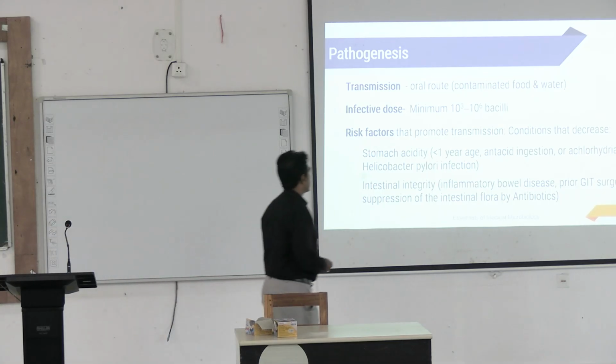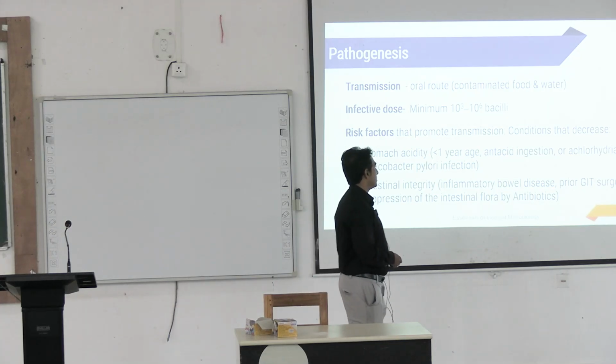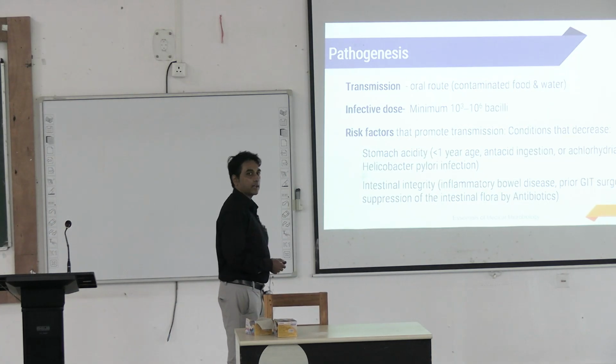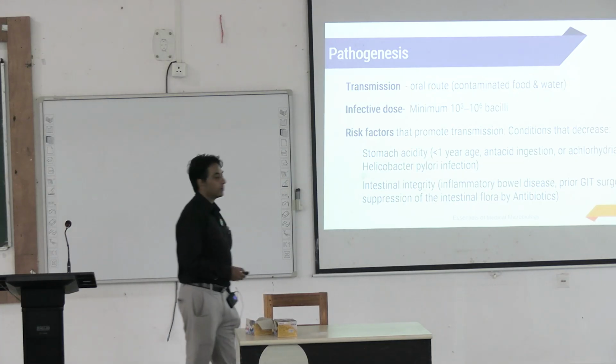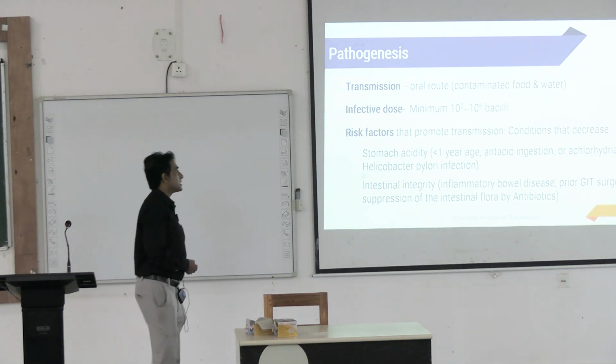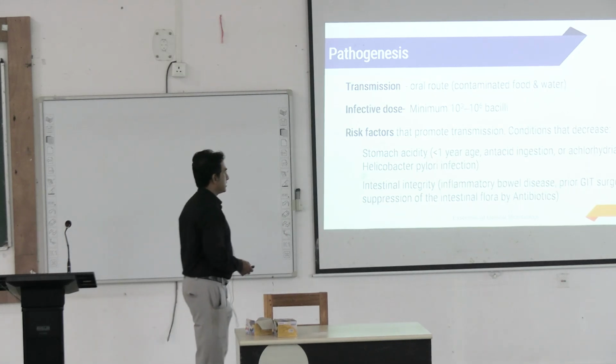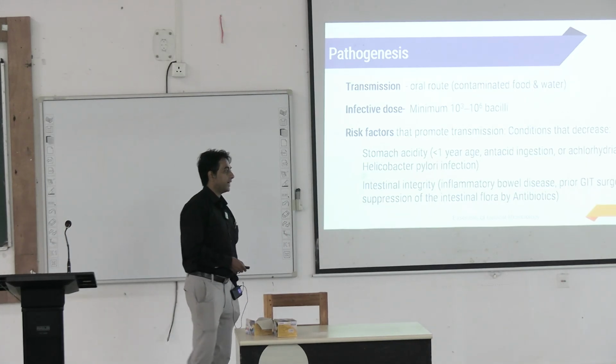The conditions that decrease stomach acidity: less than 1 year of age, antacid ingestion, achlorhydria or prior Helicobacter pylori infection. Intestinal integrity: inflammatory bowel disease, prior GIT surgery, or suppression of the intestinal flora by antibiotics.